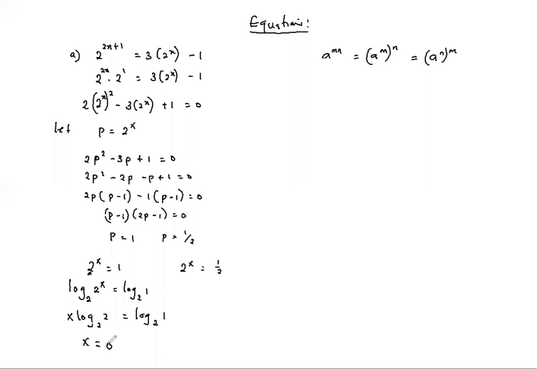Then the other one, this can also be written as 2 to the power negative 1. So x is negative 1. So we have these two solutions. If we take them there, they must satisfy the equation. You try if they do. So this is one on the exponentials.